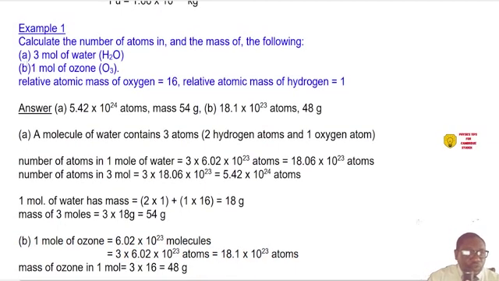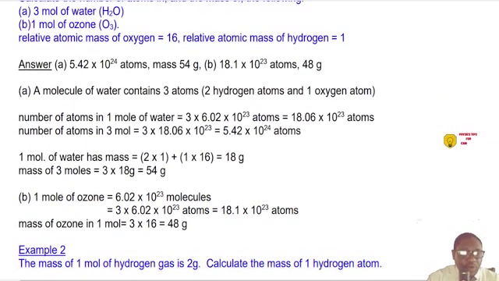Then moving on to 1 mole of ozone. Now 1 mole of ozone has these numbers, that is Avogadro number of atoms, which means that ozone will be 3 oxygen atoms, which will be 3 times that number, giving you 18.1 times 10 to the power of 23 atoms. So the mass of ozone in 1 mole will be 3 times 16, which is 48 grams.